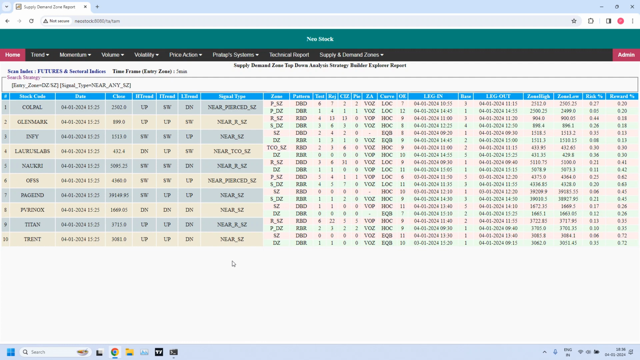So these are all the stocks near demand and supply zones for different time frames. I wish this information is useful to you.